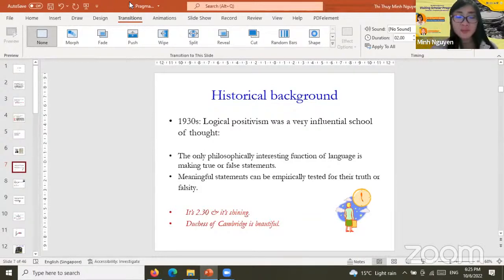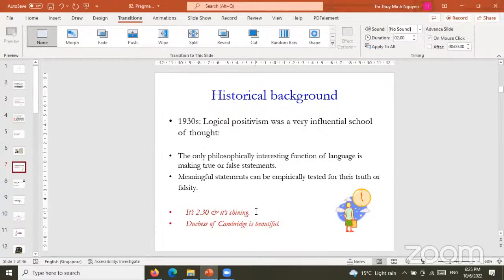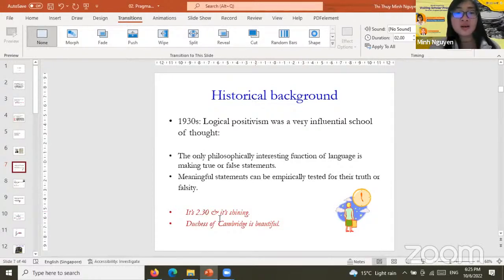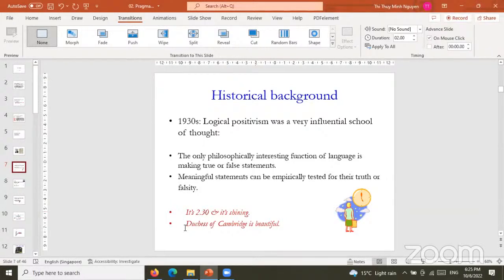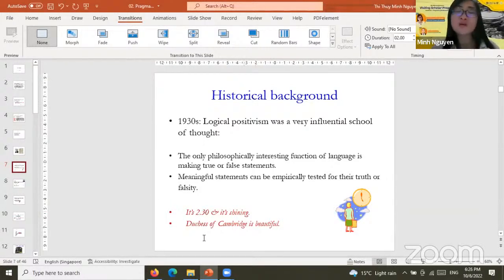So, for example, if I say it's 2:30 now and it's shining, then you can verify this statement against the real world, because it's not 2:30 in my time zone, and I think it's also not 2:30 yet in Indonesia, right? And I don't know whether it is shining or raining in Indonesia, but you can actually verify whether my statement, it's 2:30 and it's shining, is true or false. Or when you say the Duchess of Cambridge is beautiful, you can also verify this statement, that is maybe it's true.